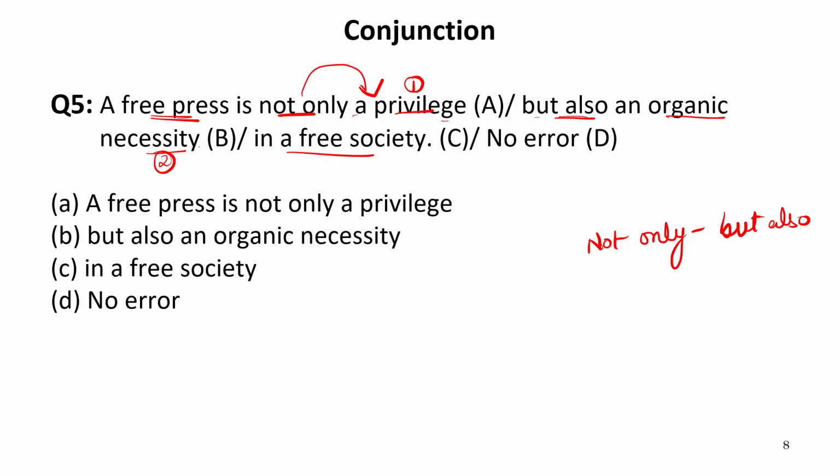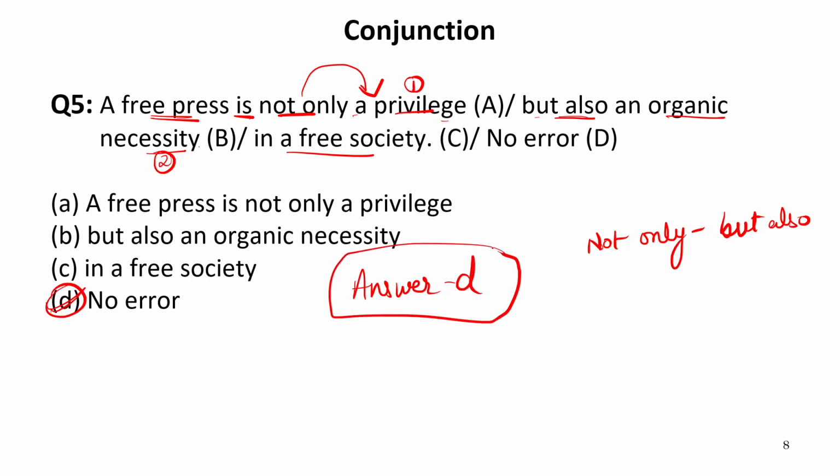Therefore, this sentence contains no error, because everything is fine with these conjunctions. In fact, the verb is also fine, or the verb is also correct. Therefore, the error is nothing, and our answer will be D, because the sentence contains no error at all. So the sentence which is given to us is absolutely correct. Now let us move to the next one.